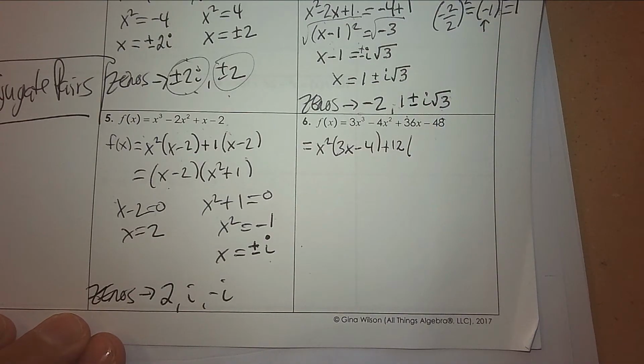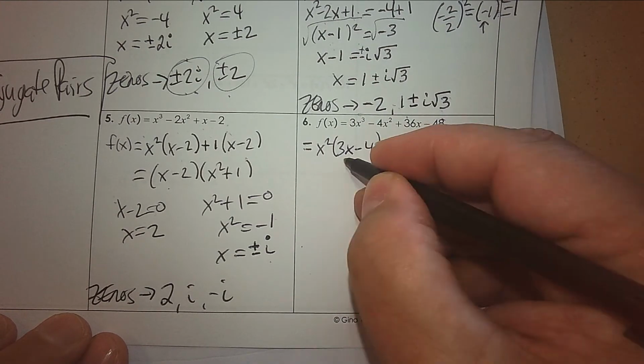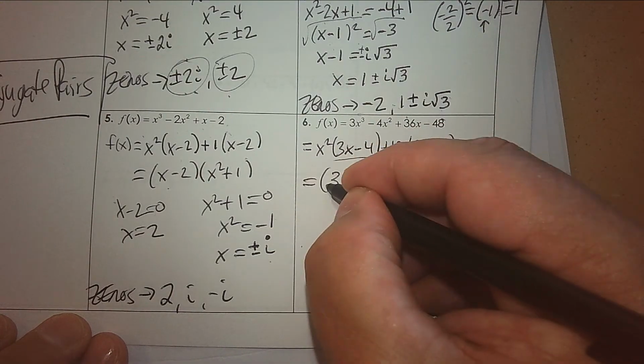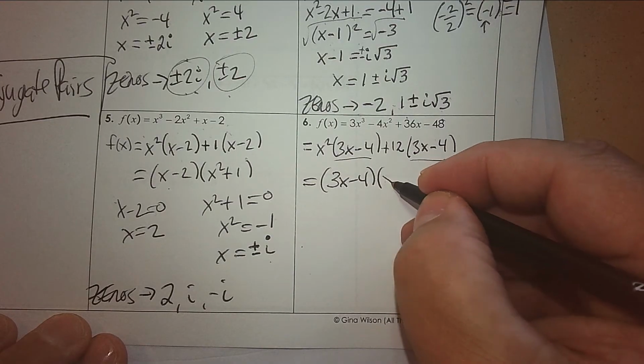Do you know what 36 divided by 12 is? 3. And 48 divided by 12. 4. Do you notice how they share now the same factor? Yeah. So one factor is 3x subtract 4, and the other factor is x squared plus 12.